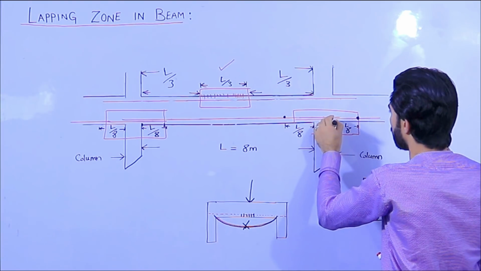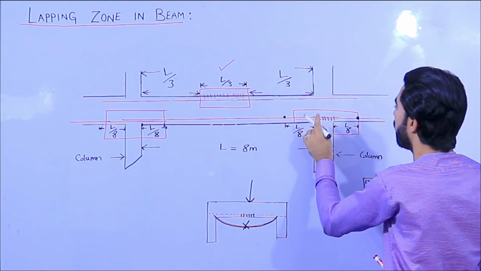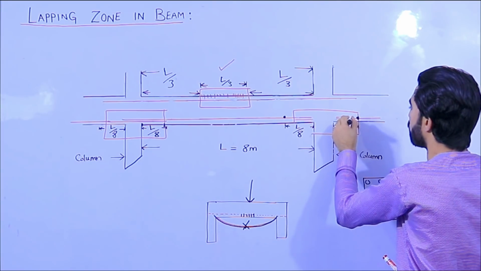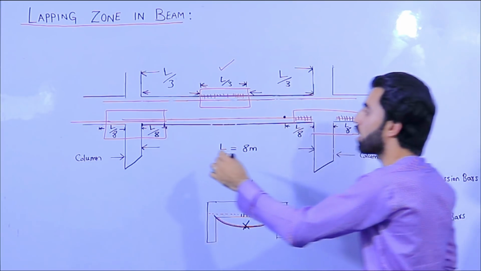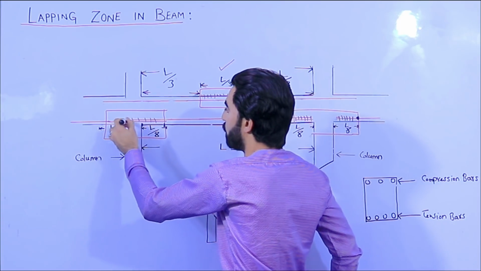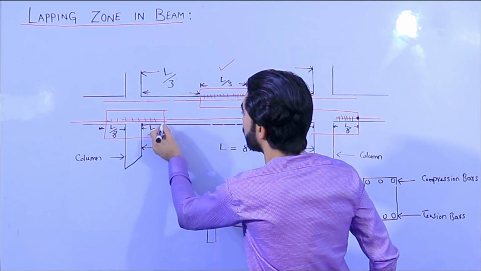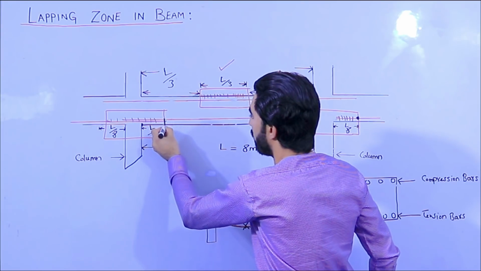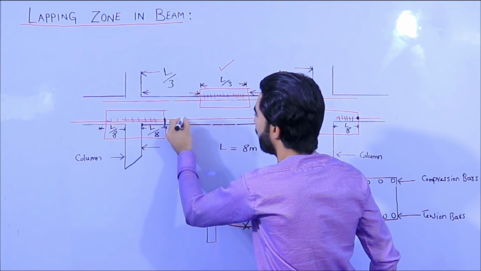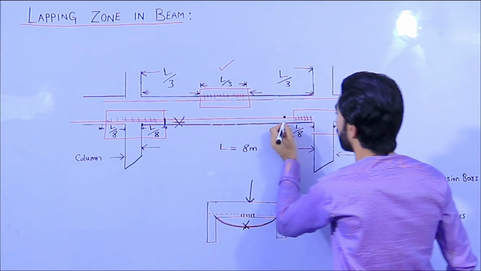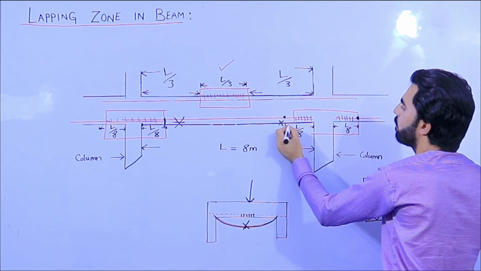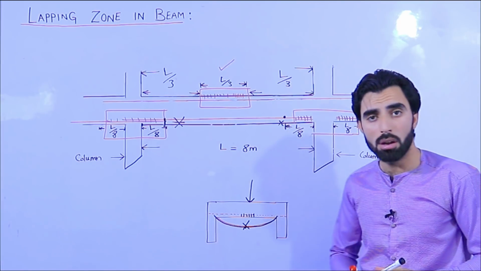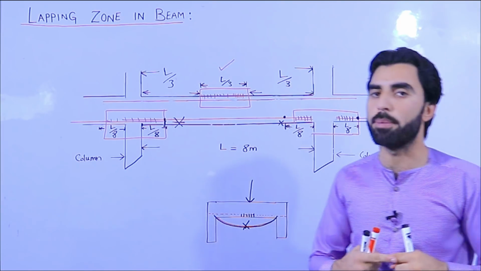Okay, so if you want to provide it here, or if you don't want to place it here, you can provide it to here or to here. But these are the lapping zones in a beam. You should not come from here to this side. You can't provide to this point or more than this point. But within L by 4 distance you can keep the steel bar lapping.